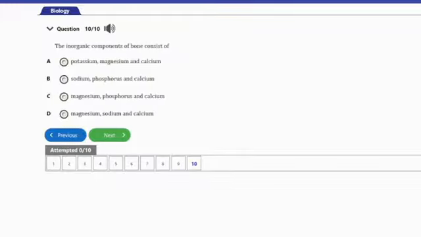So the question says, the inorganic compound in bone consists of A. Potassium, magnesium, and calcium, B. Sodium, phosphorus, and calcium, C. Magnesium, phosphorus, and calcium, D. Magnesium, sodium, and calcium. So guys, the answer to this question is option C here, and that's magnesium, phosphorus, and calcium. So that's it for that question.